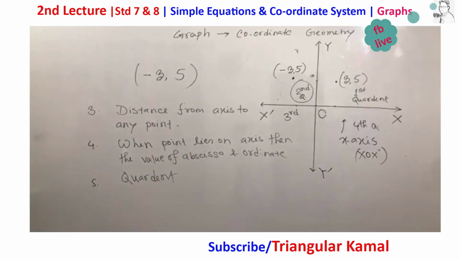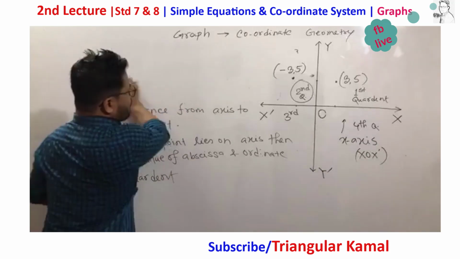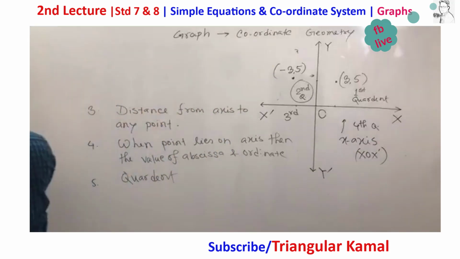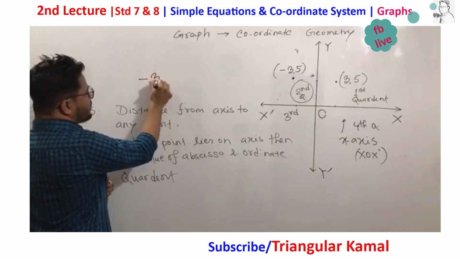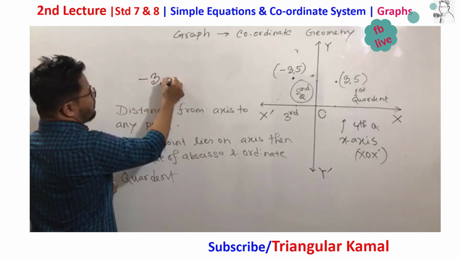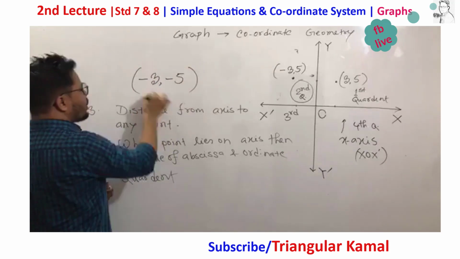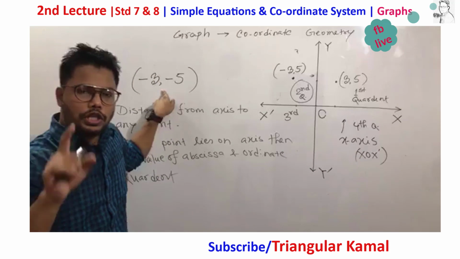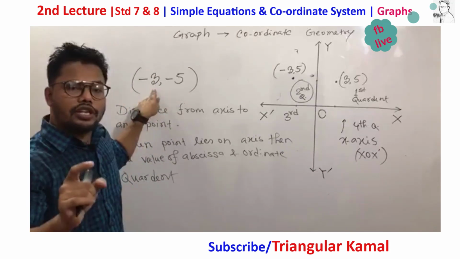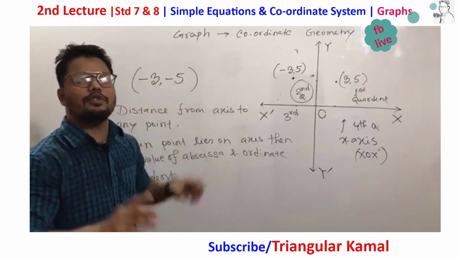Now if I ask you the same question: in which quadrant does the point -3 and -5 lie? Who can answer first? My dear students, in which quadrant does the point -3 and -5 lie?